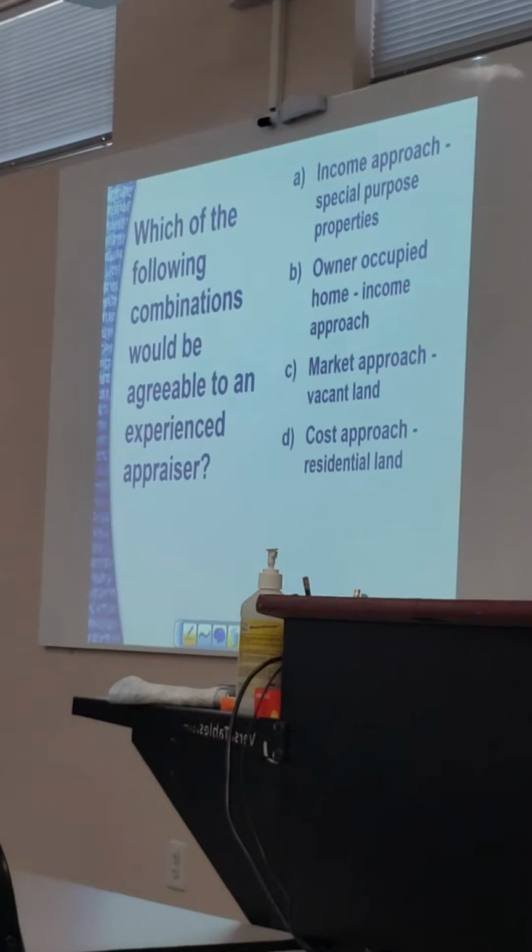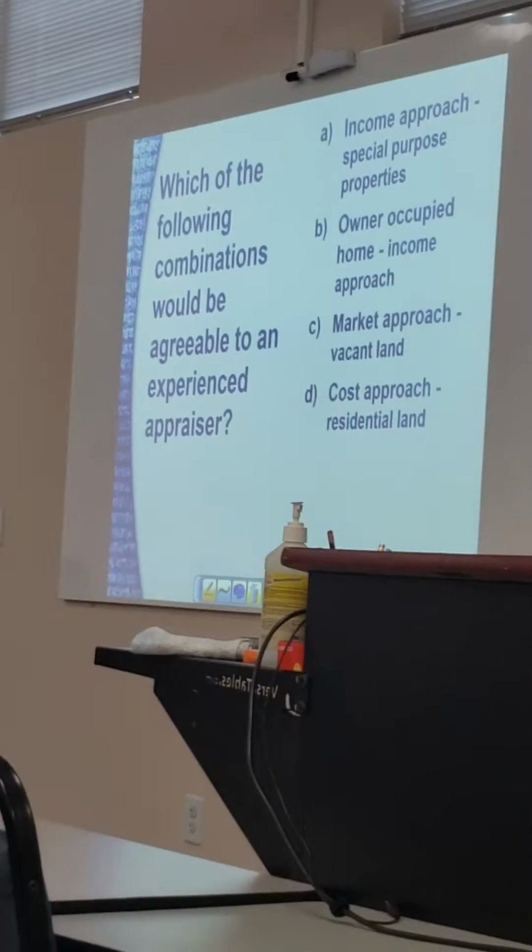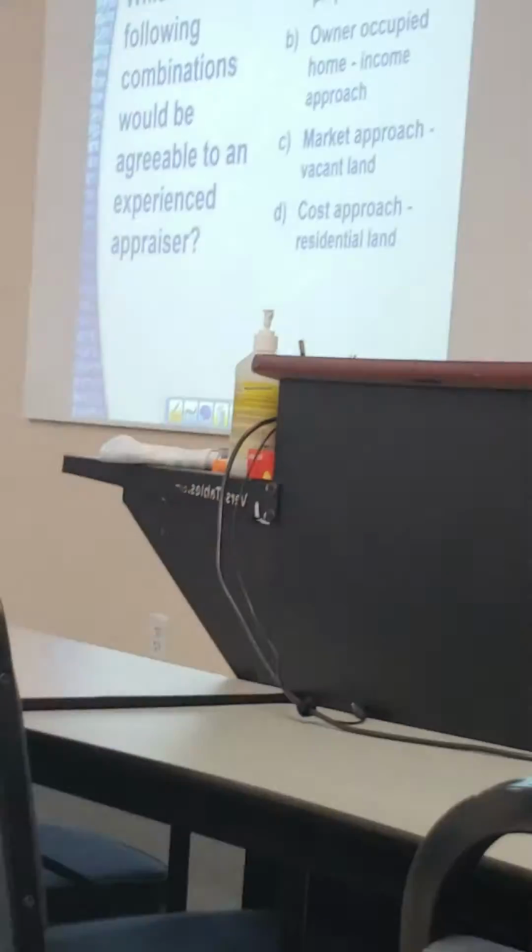Which of the following combinations would be agreeable to an experienced appraiser? Well, we know A is not a good combination because special purpose properties do not generate income. We know B is not a good combination: an owner-occupied home doesn't generate income in return to value. And we know for residential land, we can't use the cost approach because land does not depreciate. And the market approach, also known as the sales approach, means the same; the words are used interchangeably.